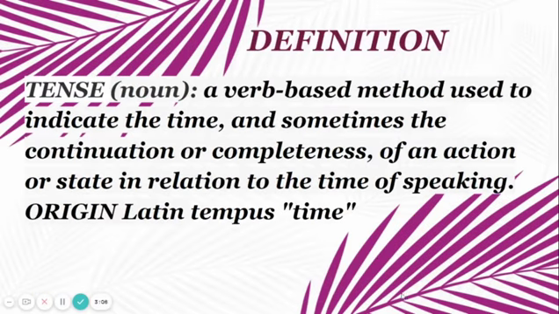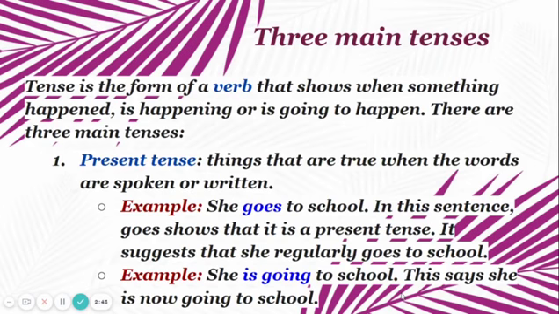Then we have seen the definition of tense. It is a verb based method. It indicates the time and sometimes the continuation or completeness of an action or state in relation to the time of speaking. It comes from the Latin word tempus, which means time. Next, we have seen that tense is the form of a verb. It shows when something happened, or is going to happen, or has already happened.